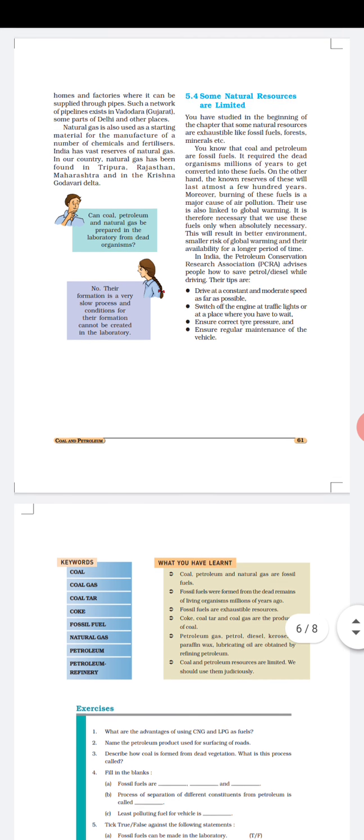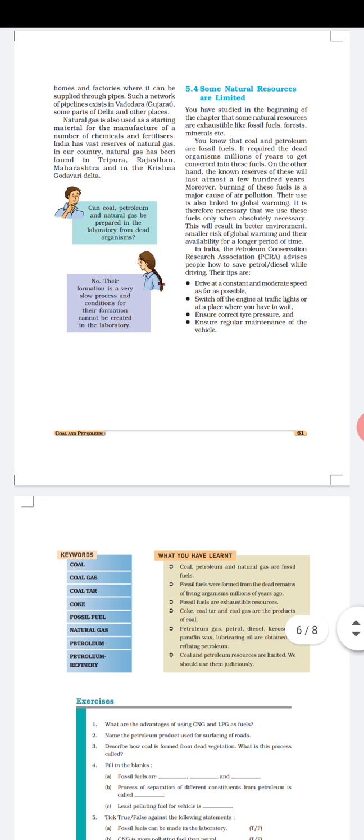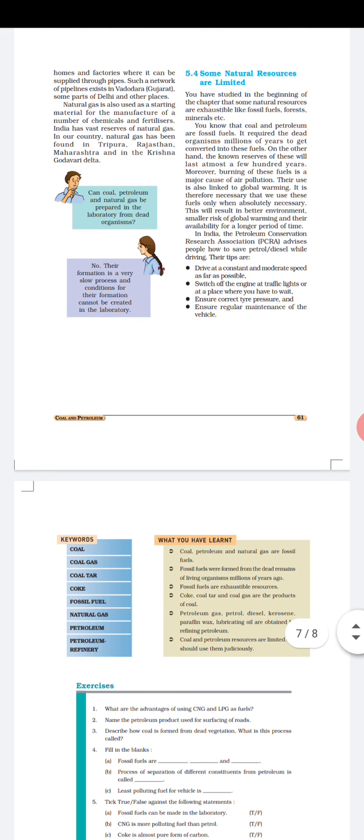The Petroleum Conservation Research Association of India advises people how to save petrol and diesel while driving. The tips: first, drive at a constant and moderate speed as far as possible. Switch off the engine at traffic lights or at a place where you have to wait. Ensure correct tire pressure and ensure regular maintenance of the vehicle.